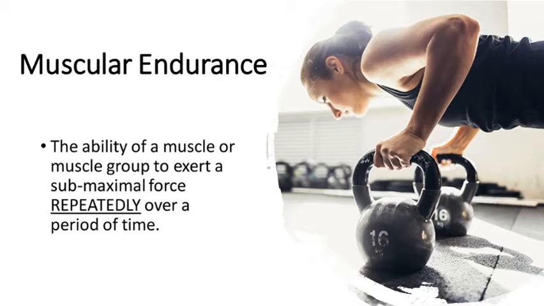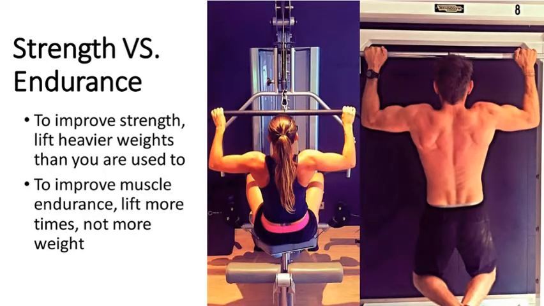Next, muscular endurance. It is the ability of a muscle or muscle group to exert a submaximal force repeatedly over a period of time. Strength versus endurance: to improve strength, you lift heavier weights than you are used to. To improve muscular endurance, you lift more times, not more weight. The picture on the left represents muscular strength, and the picture on the right represents muscular endurance.